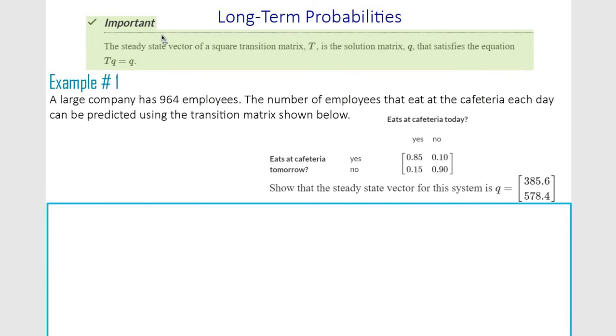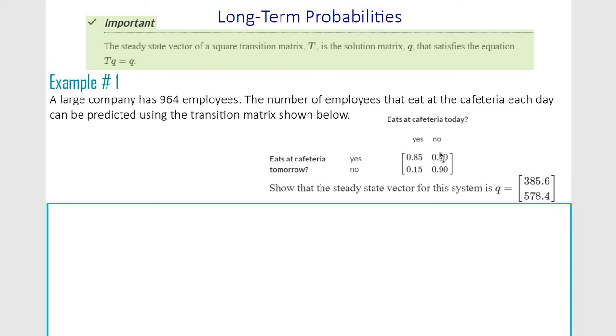Okay, so you can have a steady state vector. The solution is the same thing as what you started with. Essentially, you're doing the transition matrix times that steady state vector to get the same vector. Let me show you an example.